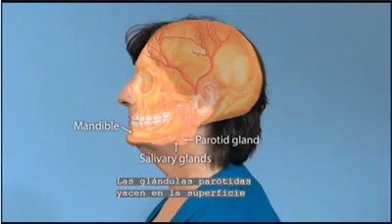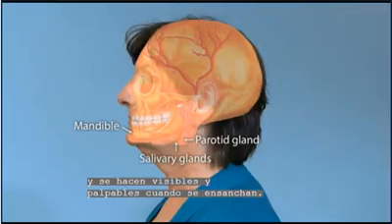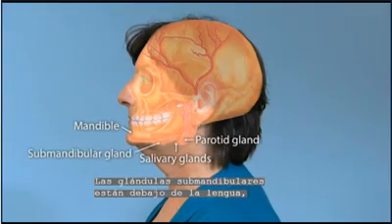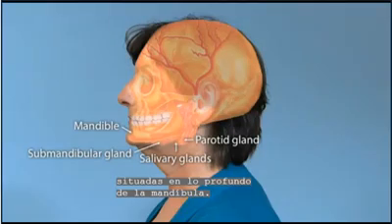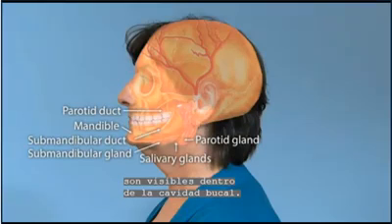The parotid glands lie superficial to and behind the mandible and become both visible and palpable when enlarged. The submandibular glands are located beneath the tongue, deep to the mandible. The openings of the parotid and submandibular ducts are visible within the oral cavity.